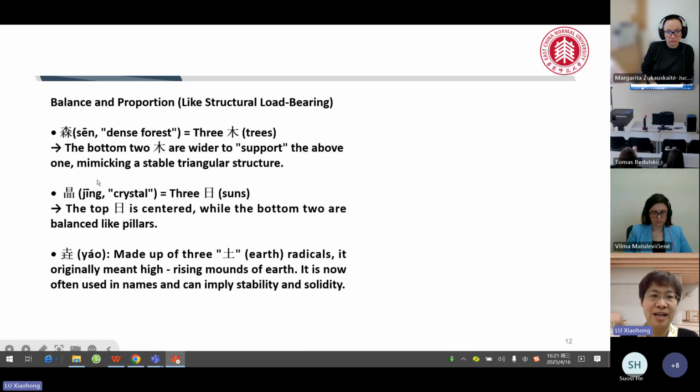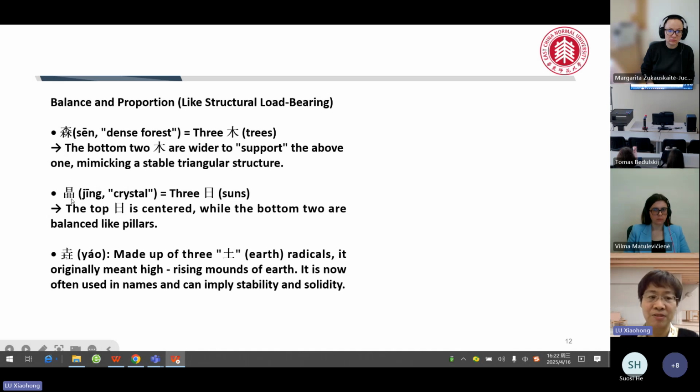Another aspect is balance and proportion, like structural load bearing. Let's take some words, for example. Here we have the word sen. Sen means dense forest. It has three mu. Here, mu means tree. When you have three, it means a lot. The bottom two mu are wider to support the one above, mimicking a stable triangle structure.